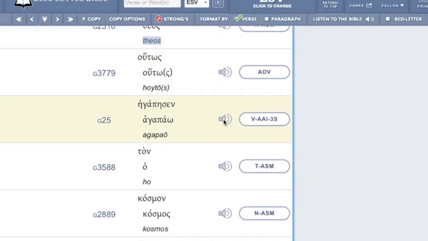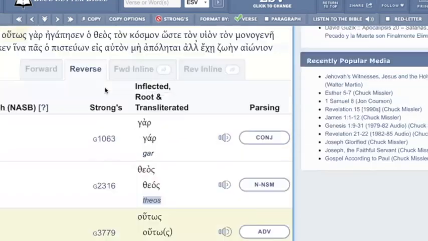Strong's G25, agapao. Okay, so we know how it sounds. Now let's say we want to look up what that word means. Just click on this. What these words mean, this is Strong's.